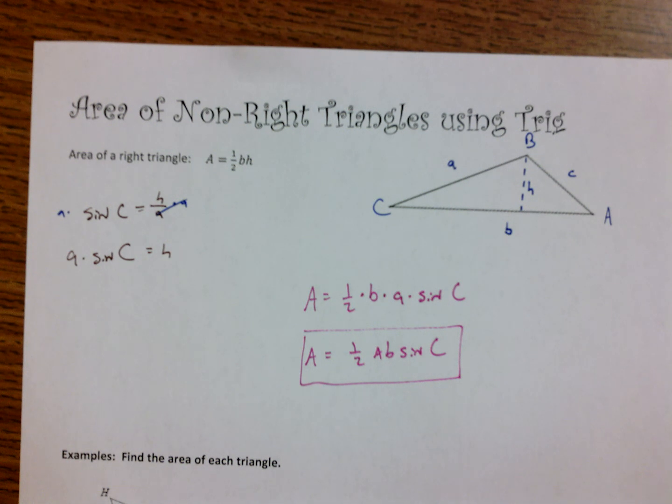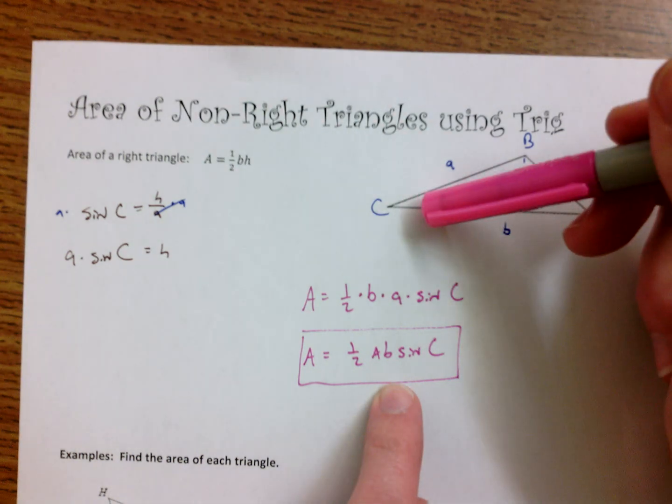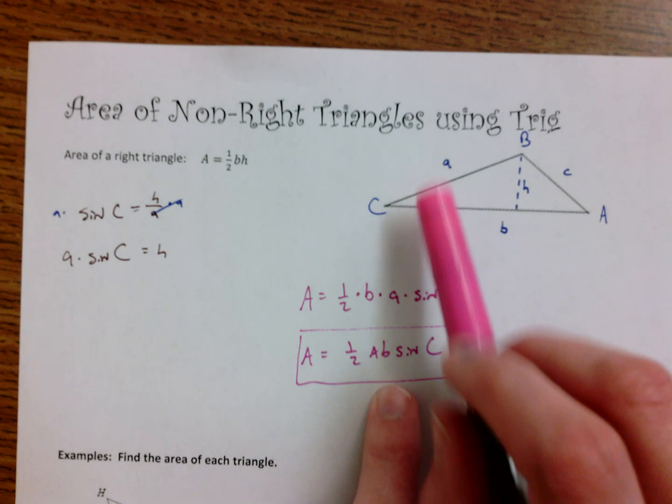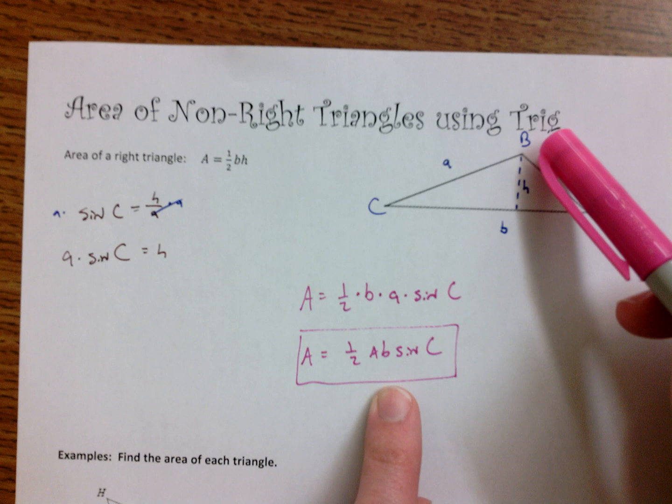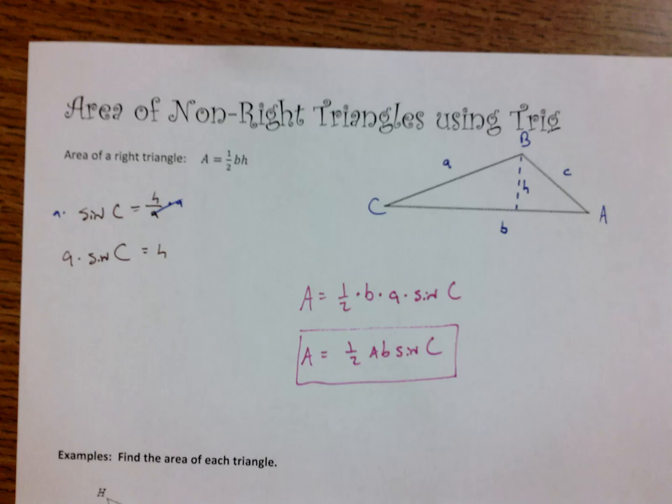What does matter is that it always has to be two sides and the sine of the angle between them. Okay, so like I couldn't do A times B times the sine of B. That wouldn't work. It has to be two sides and the angle between them.